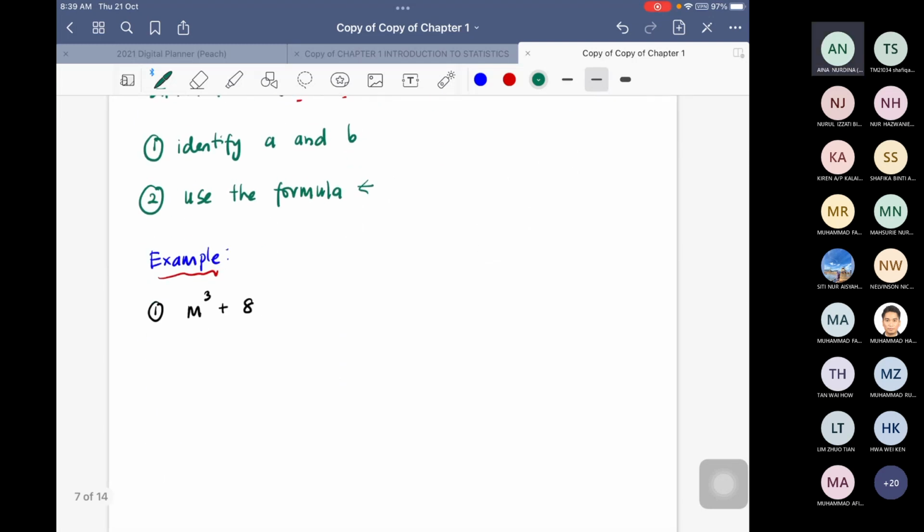So I'm going to start with a very simple example. Here I have M cube plus 8. So first step, make both into cube form. So M cube plus 8, the first term has no problem because it is already in cube form.